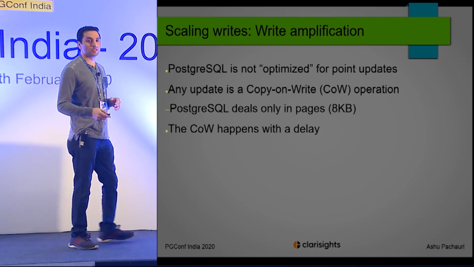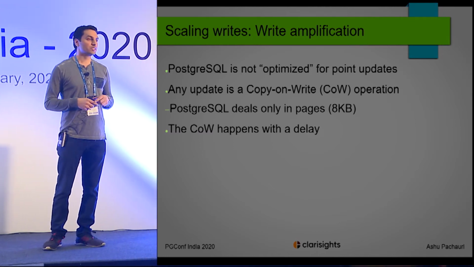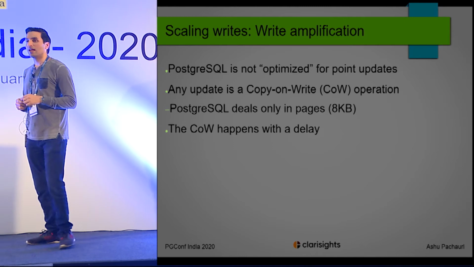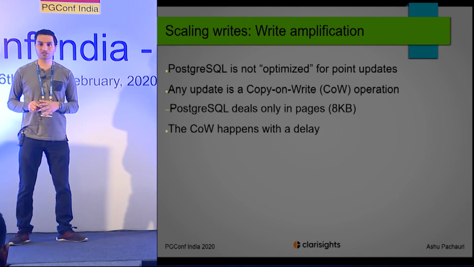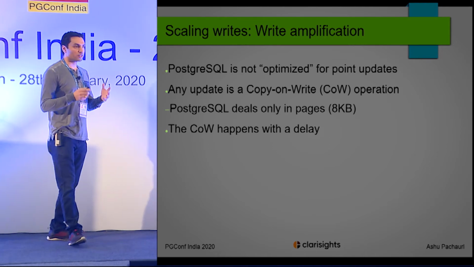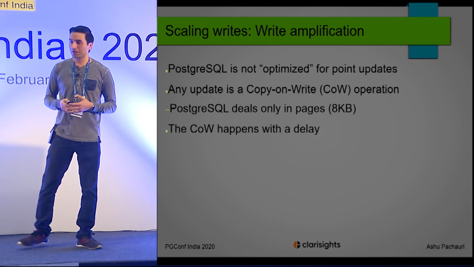Now that we are done with scaling reads, let's attack the other access pattern, scaling writes. As I pointed out earlier, PostgreSQL is not write optimized. It's not an LSM system. It's not a differential data structure. It's backed by a B-tree.